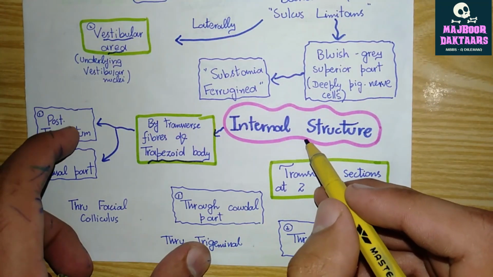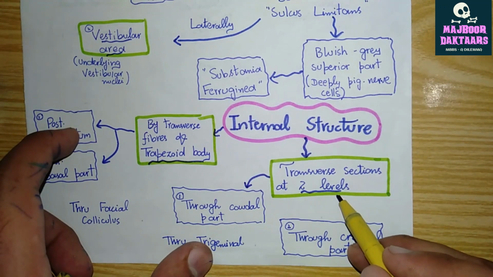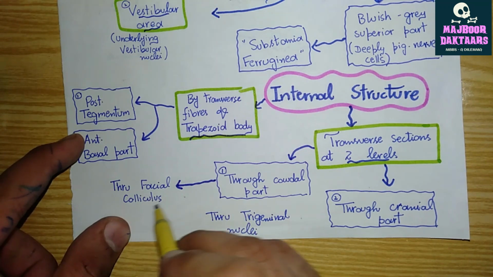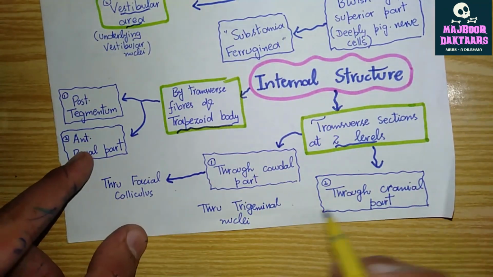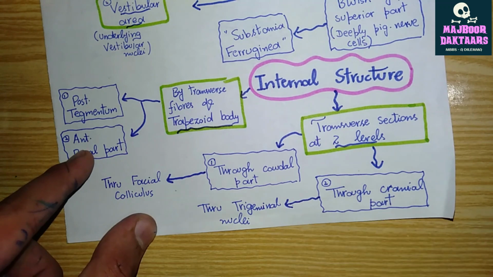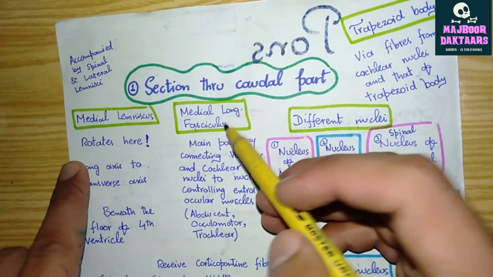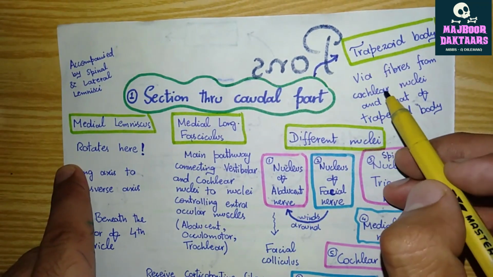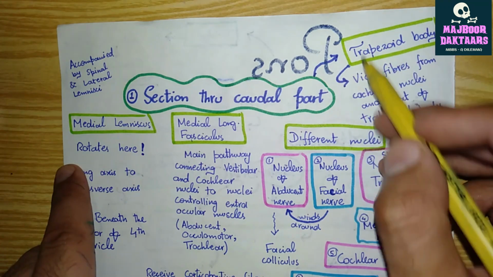If we make transverse sections for studying, we make them at two levels: through the caudal part of the pons and through the cranial part of the pons. From the caudal part, we make the section through the facial colliculus, which we have discussed is the expanded inferior portion of the medial eminence, while through the cranial part we make a section through the trigeminal nuclei, which is the nucleus of the fifth cranial nerve. First of all, talking about the section through the caudal part, we see a number of structures. First of all, we see the trapezoid body in the transverse section, which I have discussed earlier. It is formed by the fibers from the cochlear nuclei and that of its own trapezoid body.